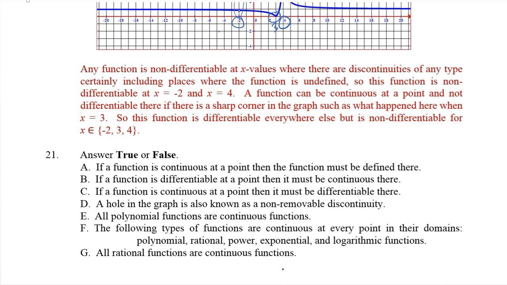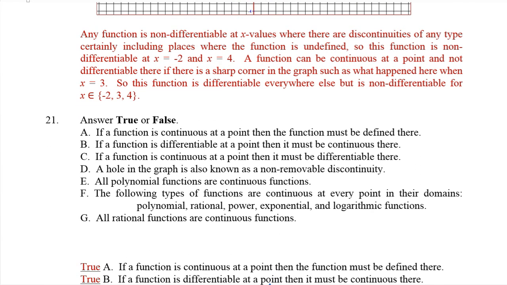If a function is continuous at a point, then the function must be defined there. That is absolutely true. It must be defined to be continuous. If a function is differentiable at a point, then it must be continuous there. That's true also, which of course means it must be defined there and continuous to be differentiable.